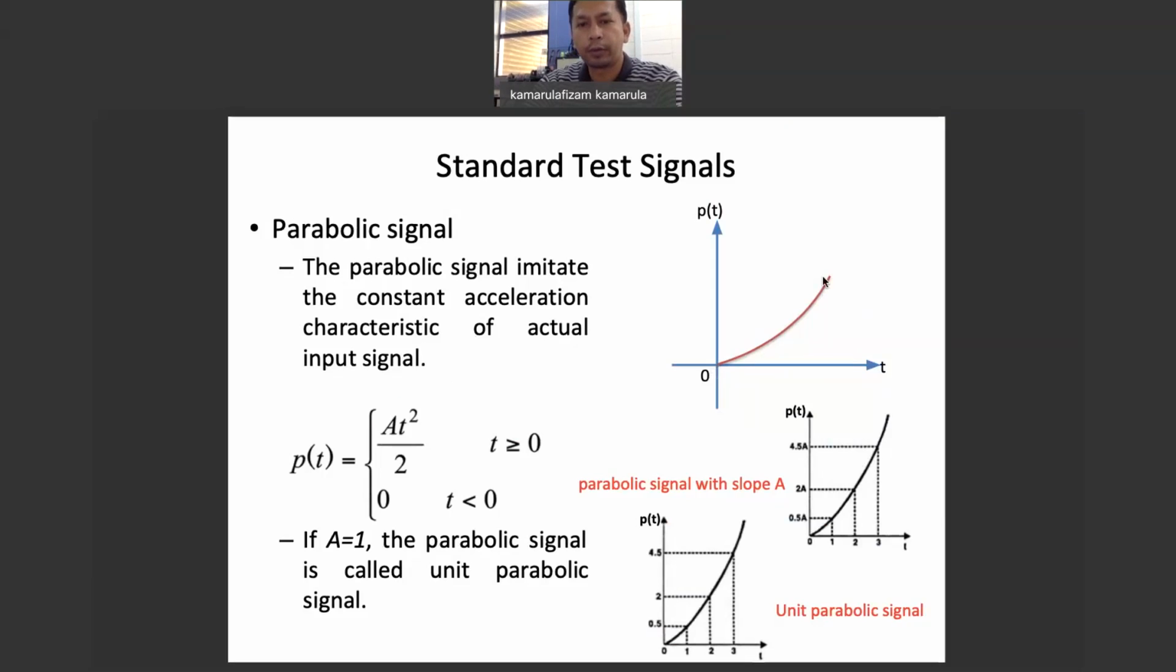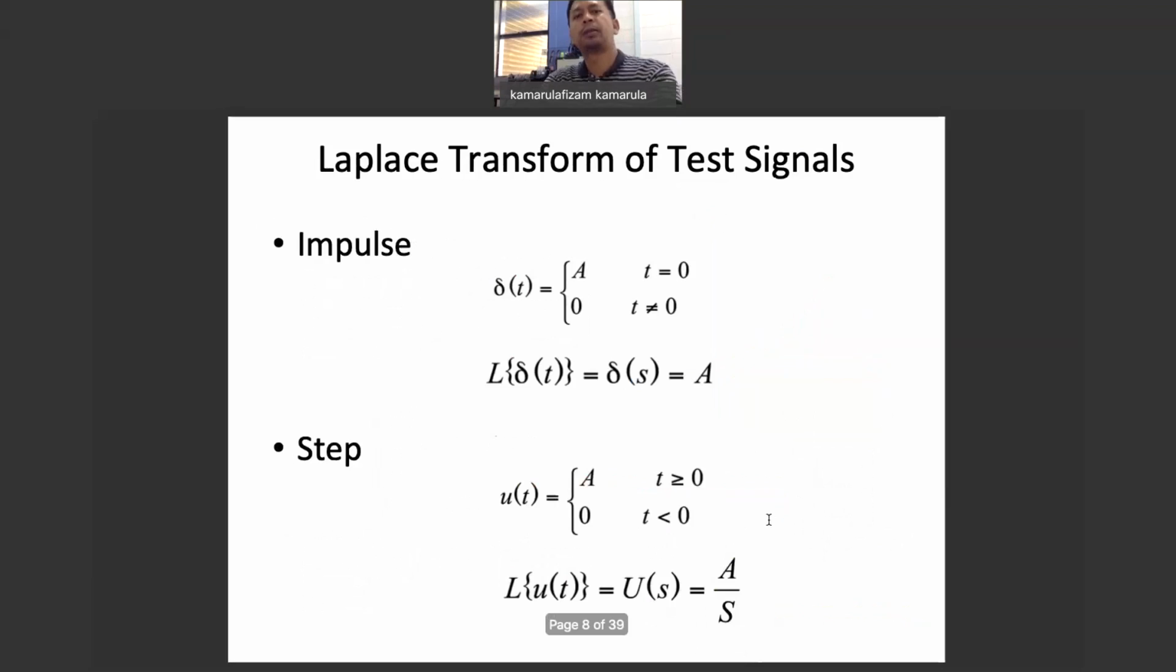Of course, because we have a function of time t here, when the time increases, you can take the t value into the equation, and you will get a plot, this kind of plotting. So basically, these are the common test signals that we use in order to find out the characteristic or the time response of any control system.